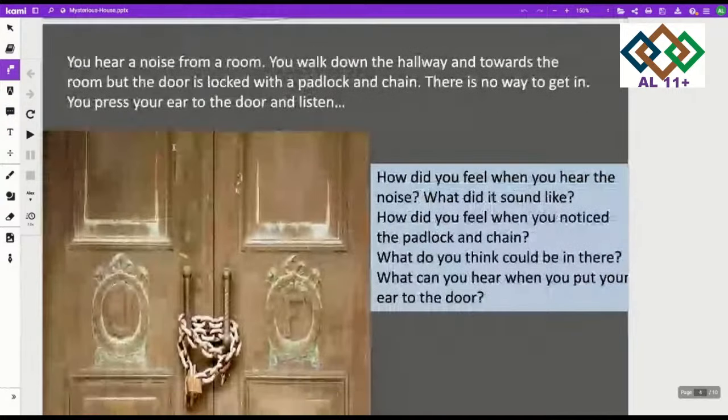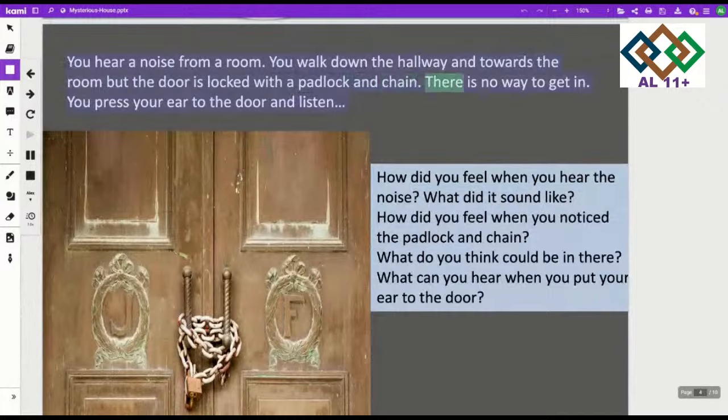So let's see what the next one tells us now. You hear a noise from a room. You walk down the hallway towards the room, but the door is locked with a padlock and chain. There is no way to get in. You press your ear to the door and listen.